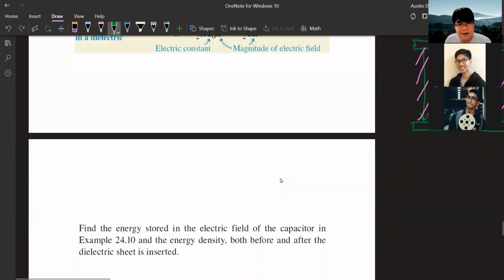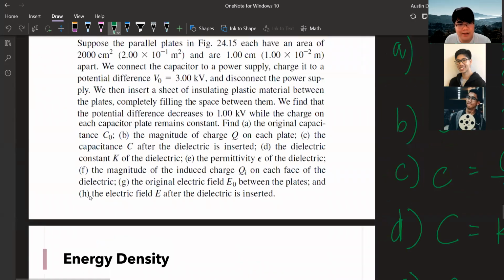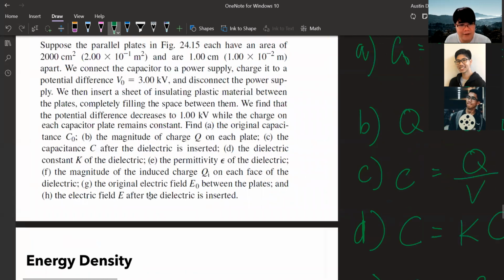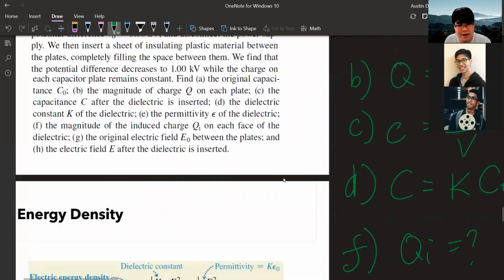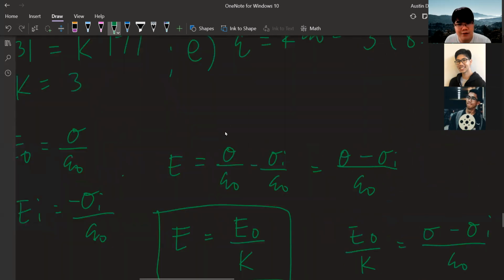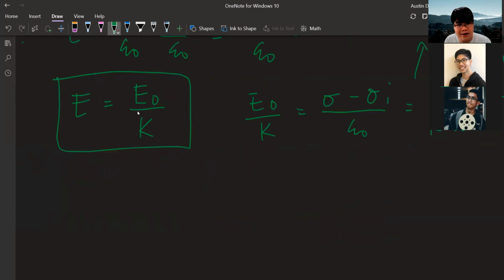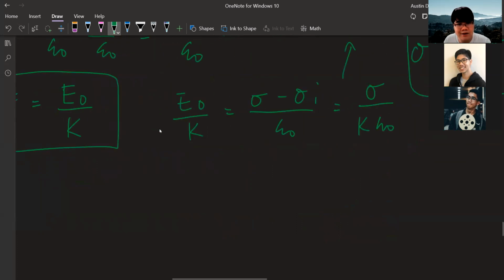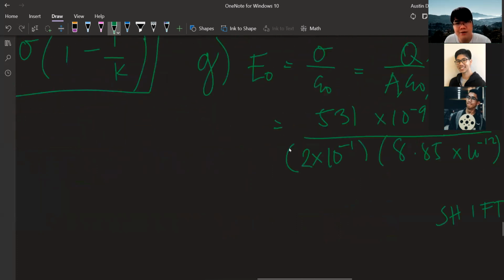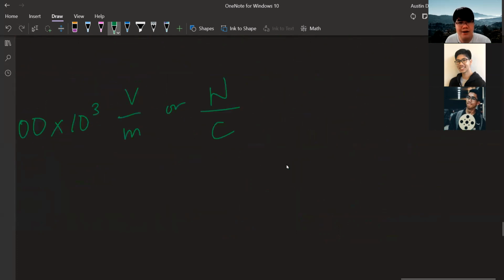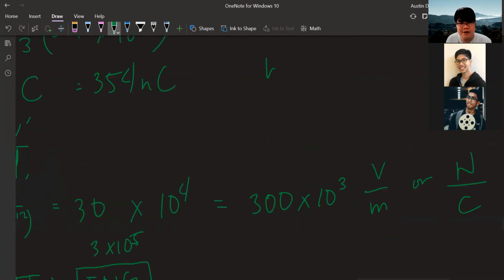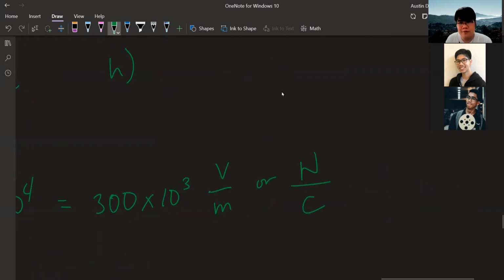And then, lastly, H. So the electric field after the dielectric is inserted. So this is easy. So you have this equation. So you divide the original electric field by the dielectric constant, which is 3. So we just divide this by 3. So yung H natin, yung dulong tanong would be dividing things by 3.